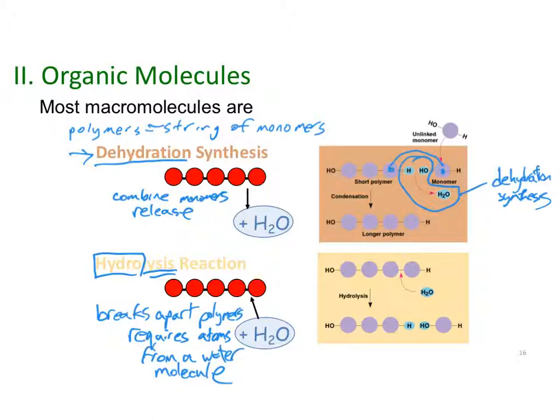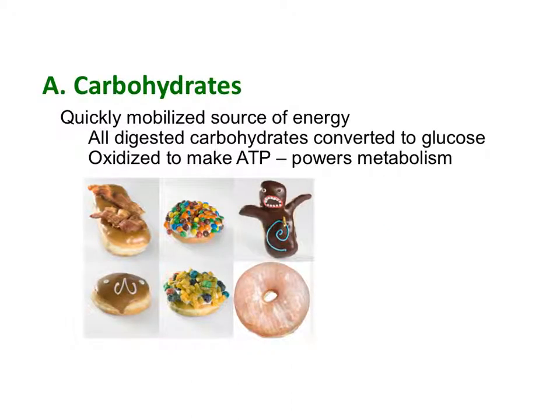So first of the organic molecules that we'll talk about are carbohydrates. So carbohydrates are molecules that are quickly metabolized sources of energy, and what the body does is convert most of these to glucose, and then oxidizes the glucose molecule to produce ATP, or adenosine triphosphate, which is then used to power all of metabolism. So the basic chemical formula for carbohydrates is one carbon for every water molecule.